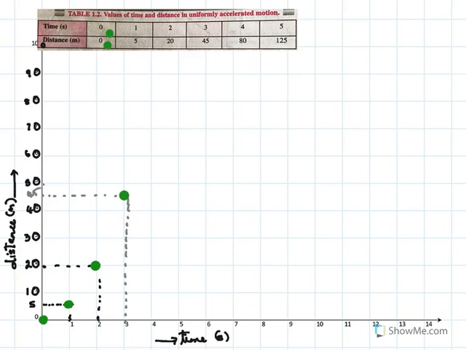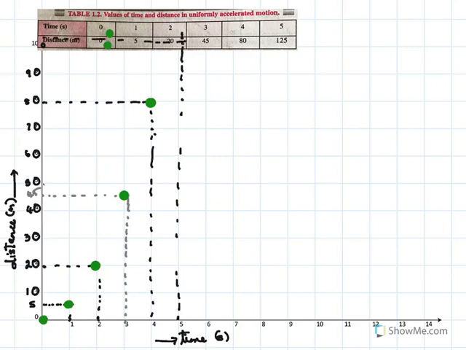At 4 it is 80. So this is 4 here, and this is 80 here. So at 4 will be 80, means at this point. And at 5 it is 125. However, I cannot take this on this graph. The 125 comes out a little bit somewhere here, about here.